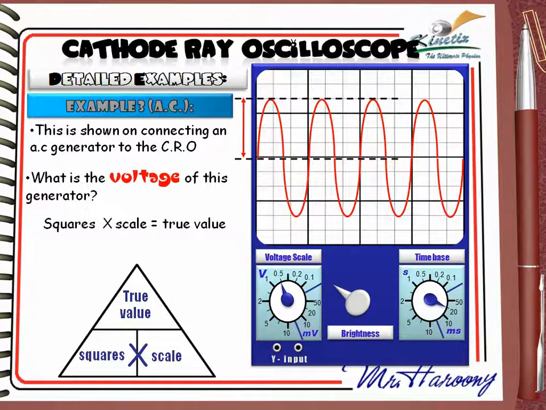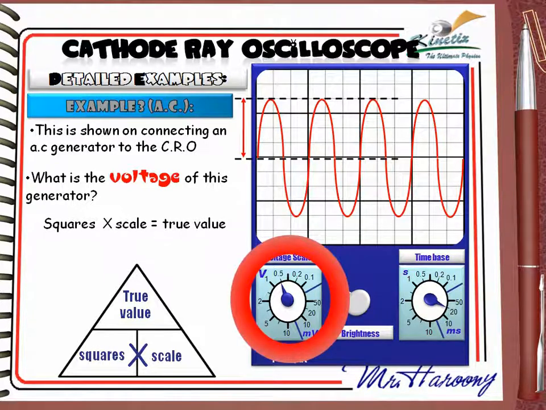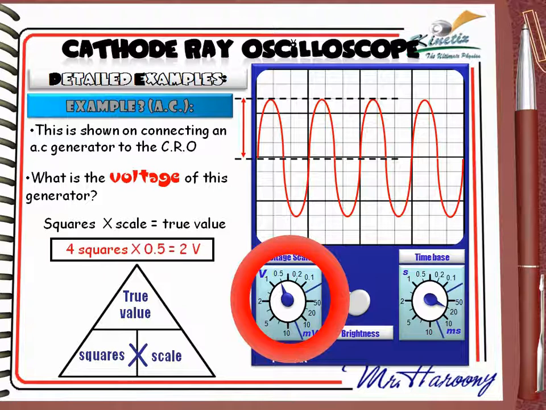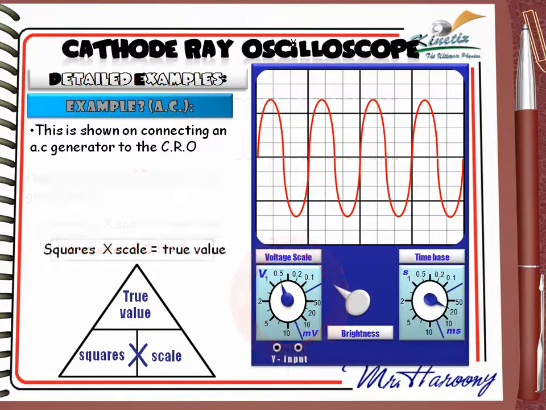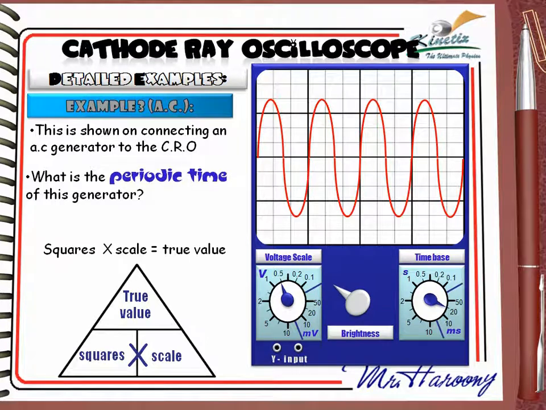Now by looking at the voltage scale on the Y gain control, which is adjusted to 0.5 volts per division, and applying our rule, we find that 4 squares times 0.5 volts per division equals 2 volts. This is the voltage of the signal. The second thing we can read directly from the screen is the periodic time of the signal. What is the periodic time of this generator?